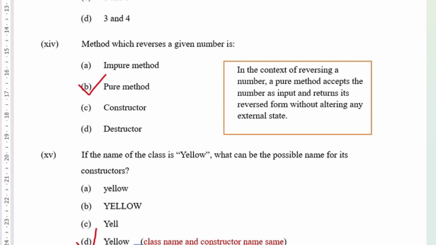Method which reverses a given number. This is a pure method. What is a pure method? What is an impure method? This is your pure method.